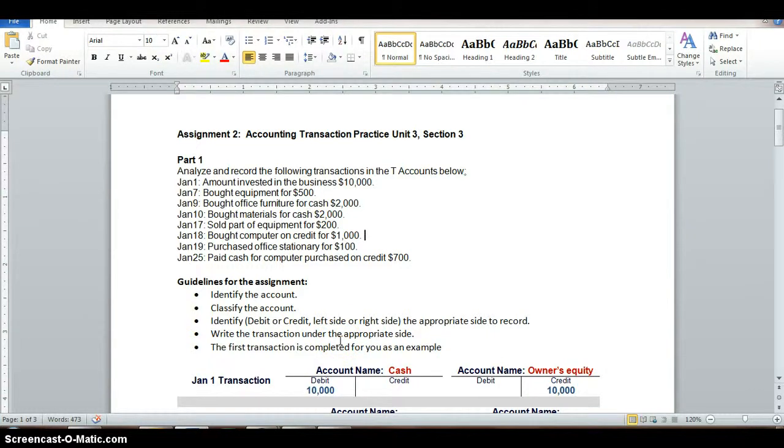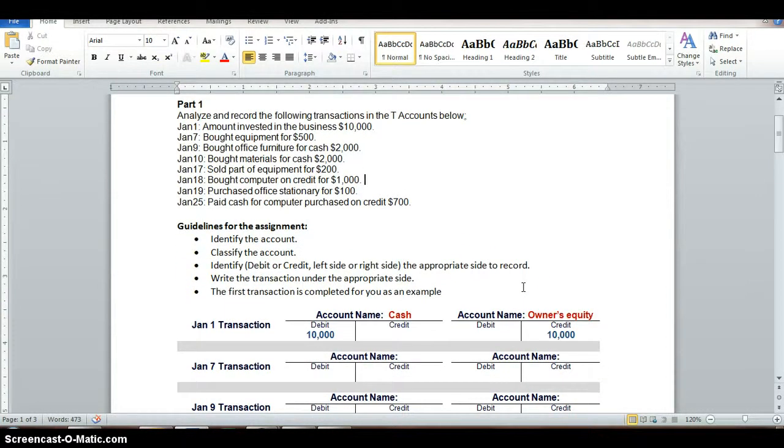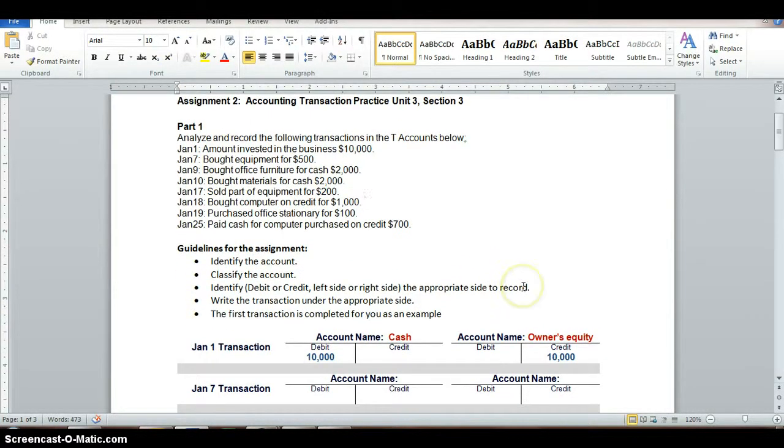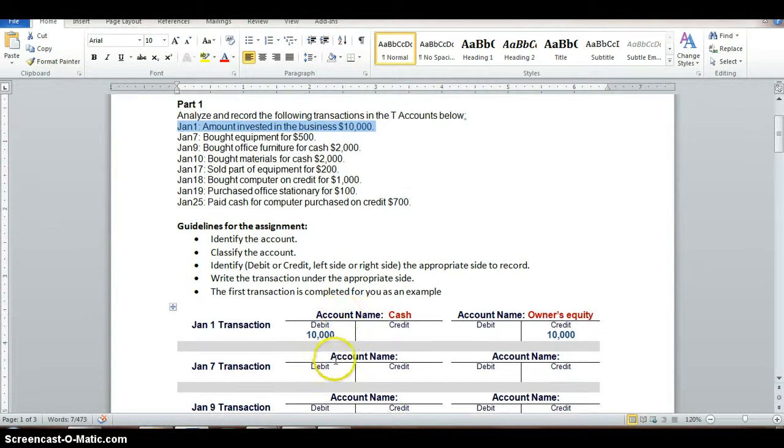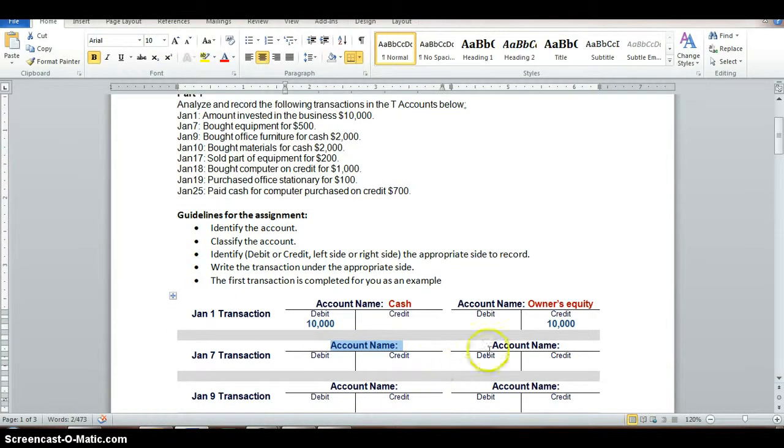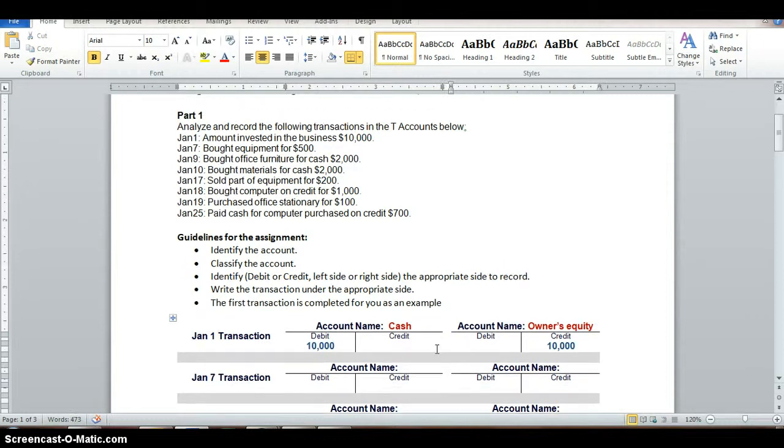Okay, for the second assignment in Unit 3, this is Accounting Transaction Practice, and this is your template. I just want to go through a few of these first ones with you. So what we're going to do is look at each transaction, and then down here, just like T accounts, we're going to determine the account name and which account is getting debited and credited, because remember we talked about how with this double entry system there are always going to be two accounts involved. There will always be one debit and one credit.